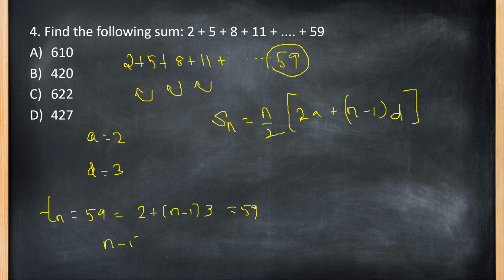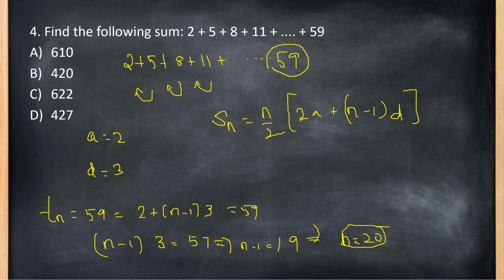So (n minus 1) into 3 will be equal to 59 minus 2, which is 57. So n minus 1 is 57 by 3, which is 19. That tells you that the value of n is 19 plus 1, which is 20. I'm having a problem with the pen. Yes, I got it. So n equals 20.